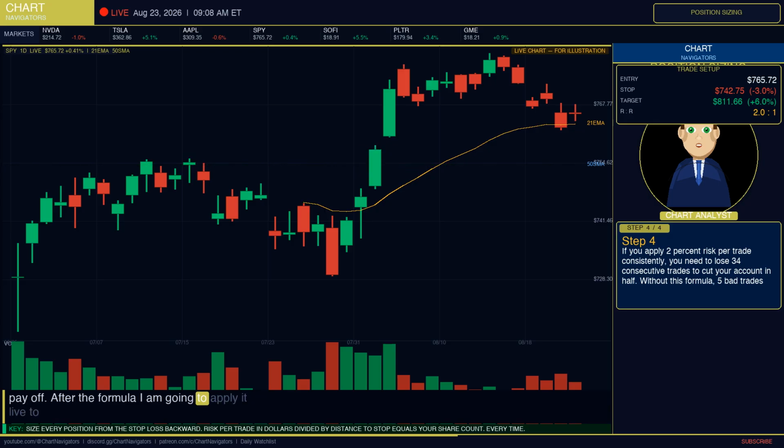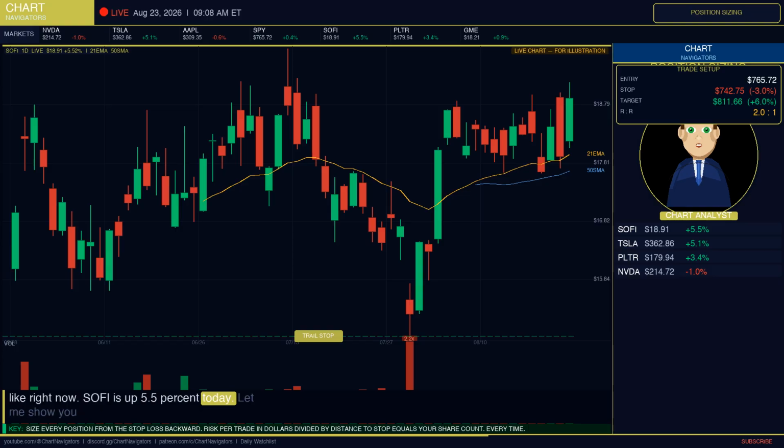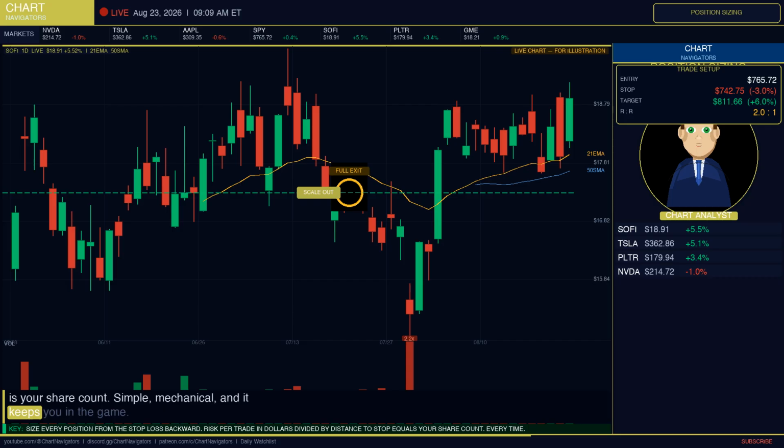After the formula, I am going to apply it live to today's top mover. You will see exactly how many shares to take based on a real entry and stop level. Here is what the tape looks like right now. SoFi is up 5.5% today. Let me show you how to size a position on this name right now. Take 1% of your account as your risk. Find the logical stop on the chart. Divide your dollar risk by the stop distance. That is your share count. Simple, mechanical, and it keeps you in the game. I am using today's live chart to show you exactly where these levels appear.